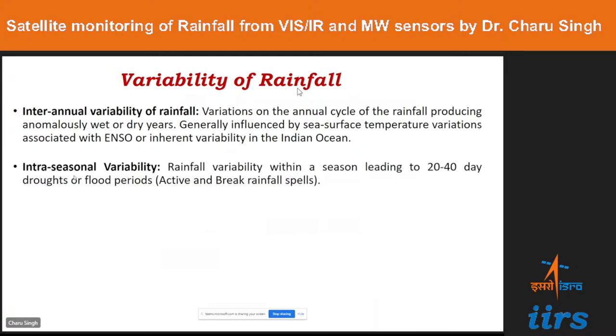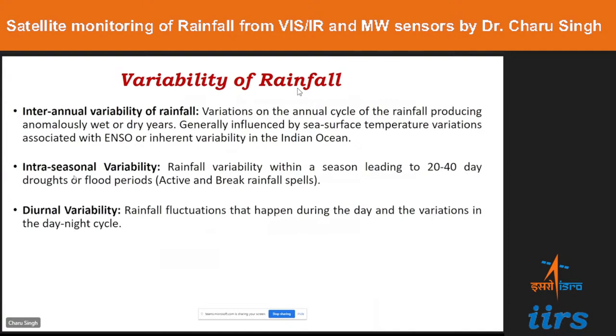Then comes the intra-seasonal variability. Intra-seasonal variability is basically the variability that we observe within a season that leads to 20 to 40 day droughts or flood periods. These drought and flood periods are known as the active and break rainfall spells. Suppose we want to monitor such spells, we may go for the satellite data sets. Then comes the diurnal variability. Rainfall fluctuations that happen during the day and the variations in the day-night cycle are called the diurnal variability.